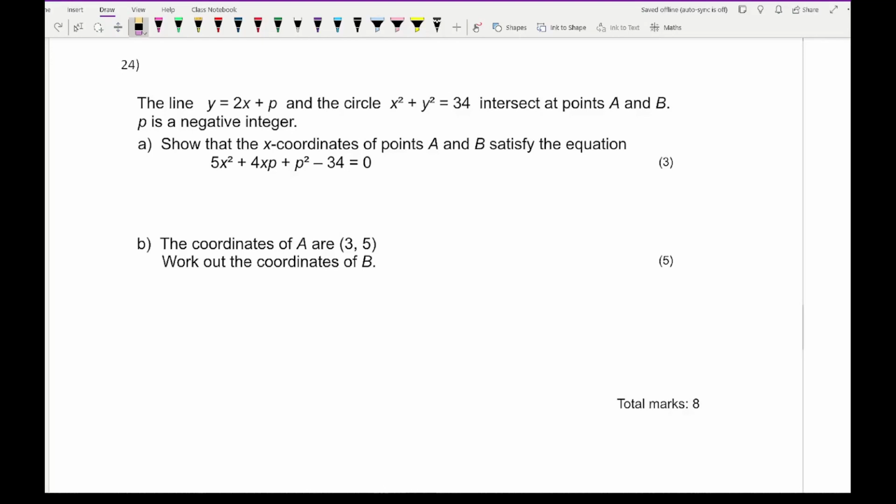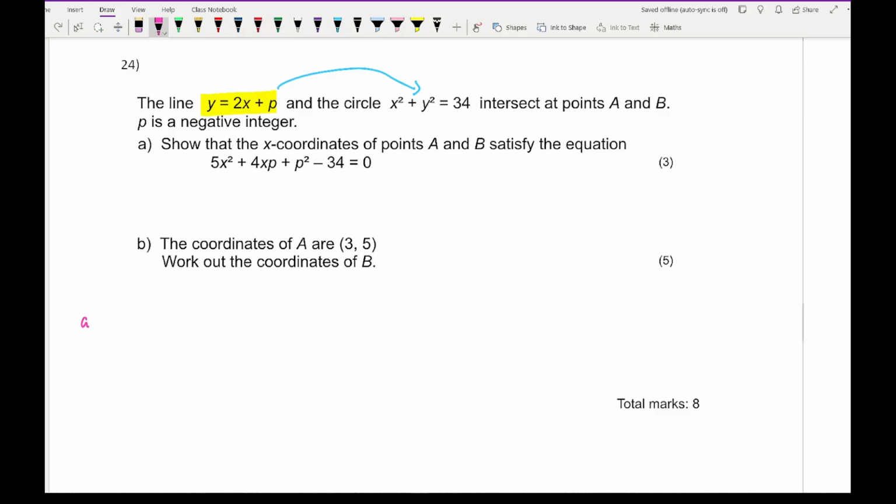Then moving on to question 24, it says a line y equals 2x plus p and the circle x squared plus y squared equals 34 intersect at points a and b, where p is a negative integer. Show that the x ordinate of the points a and b satisfy the equation. And then here we've got the equation. So what we need to do here is we need to substitute this equation into the equation of the circle. So let's start by doing that.